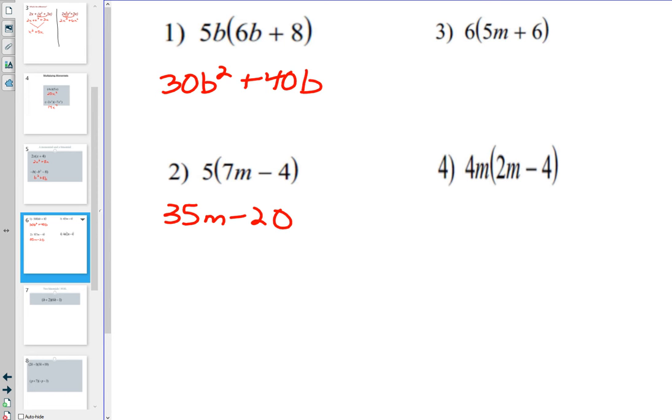I like the enthusiasm, Nick. Good. 6 times 5 is 30. Keep the m. 6 times 6 is 36. And then finally, 8m squared minus 16m. If you put an m in 36, no, because 6 times 6 is just 36. There's no m there. Nice. Progress.